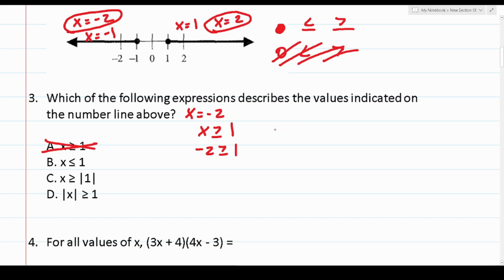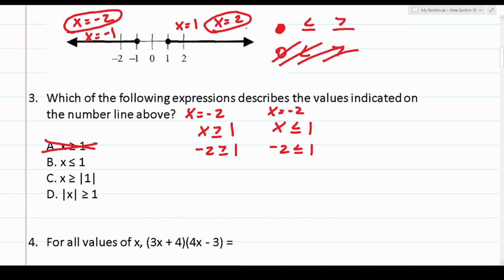B says x is less than or equal to 1. Again, let's start by testing x equals -2. So x equals -2. -2 is less than or equal to 1. That is a true statement. -2 is less than or equal to 1.